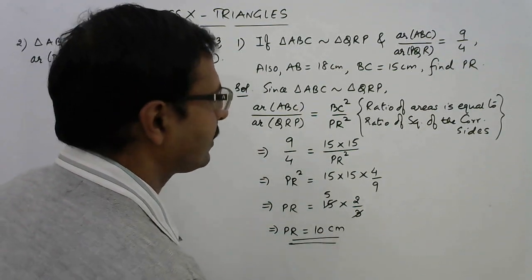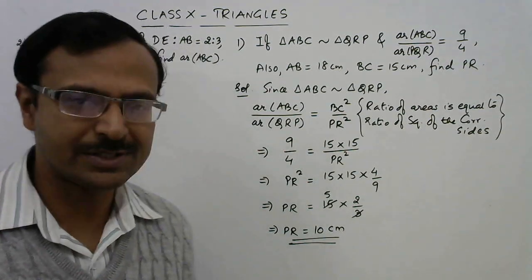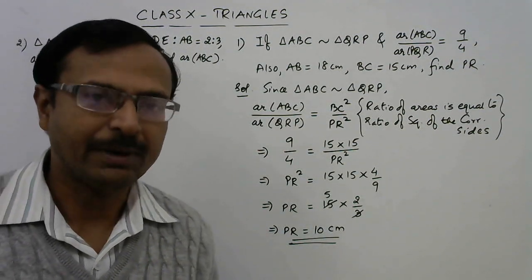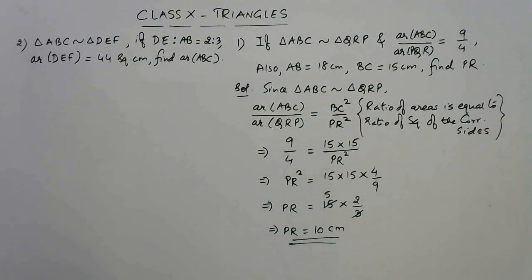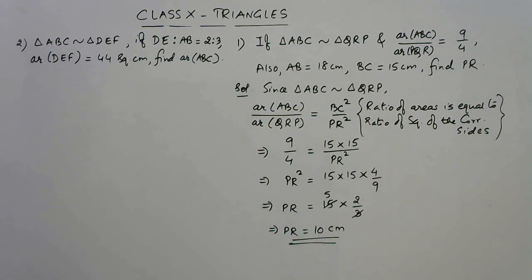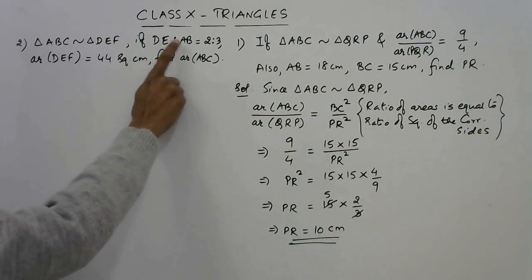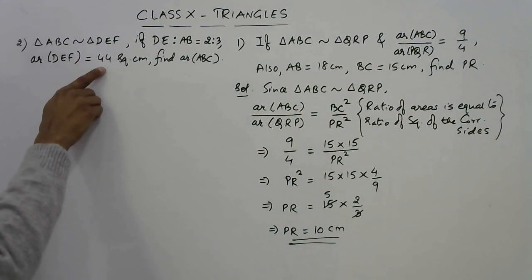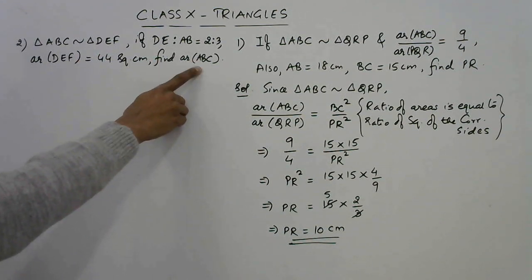Very easy question. You may get it in 2 marks also. It depends on your luck in the board exam, but normally this is given in a 1 mark question. So let's see one more 1 mark question based on this important theorem. Triangle ABC and triangle DEF are given similar. Again similarity. The ratio of two sides is given, DE and AB. The ratio is 2:3. Area of one of the triangles is given. You have to find the area of the other triangle.